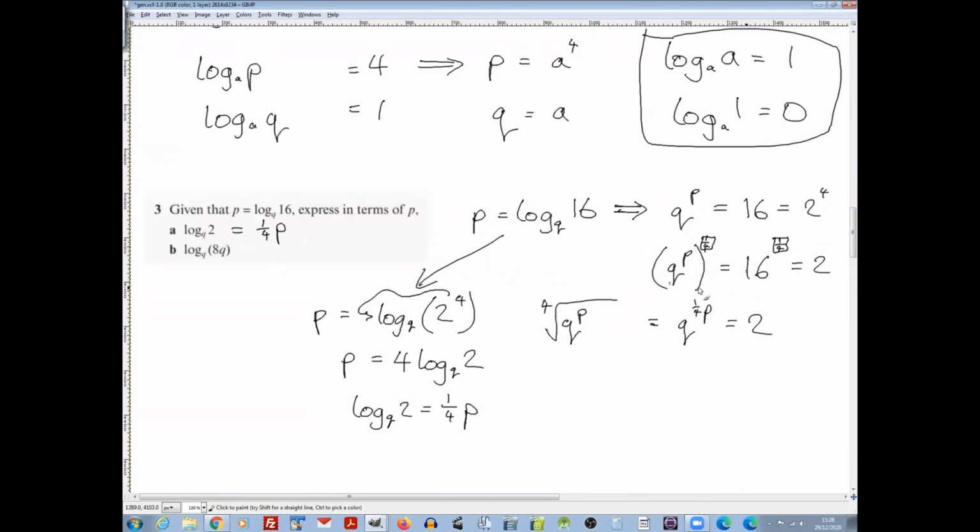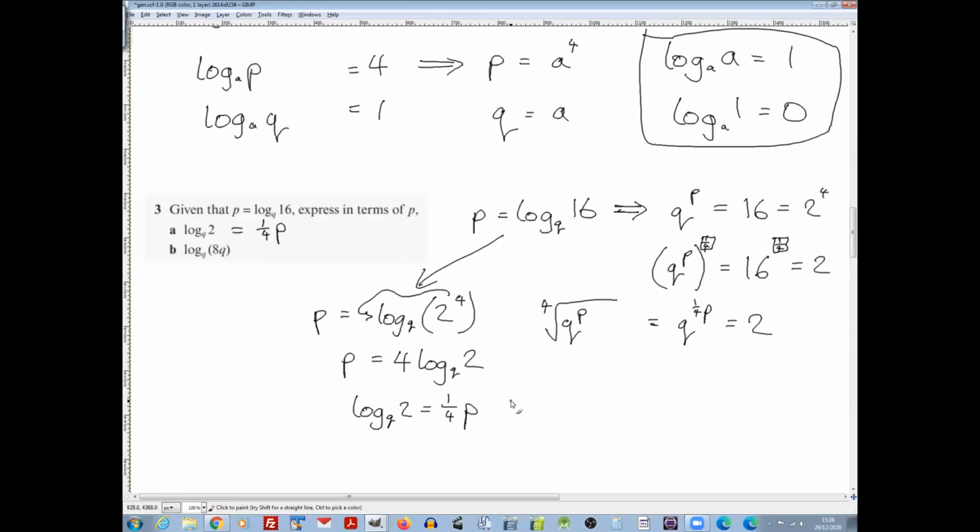What we did here was clever. It's good because we're using that form of words from the word go and then using it again later. Here, we're not bothering with the form of words. We're just saying 16 is 2 to the power of 4. Bring the 4 around the front. So P is 4 log base Q of 2.